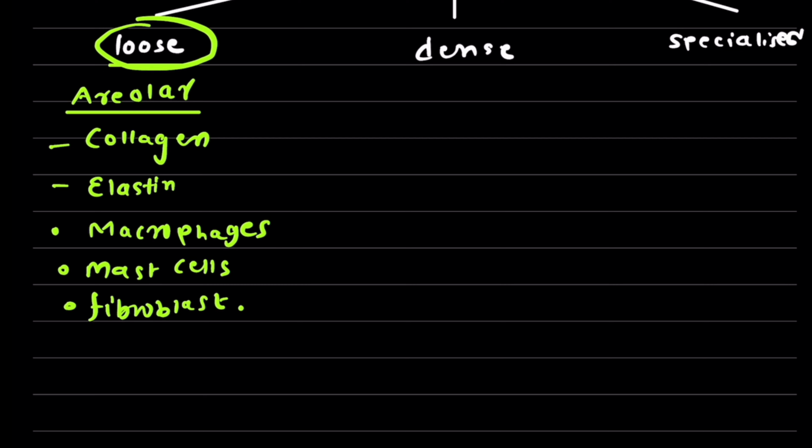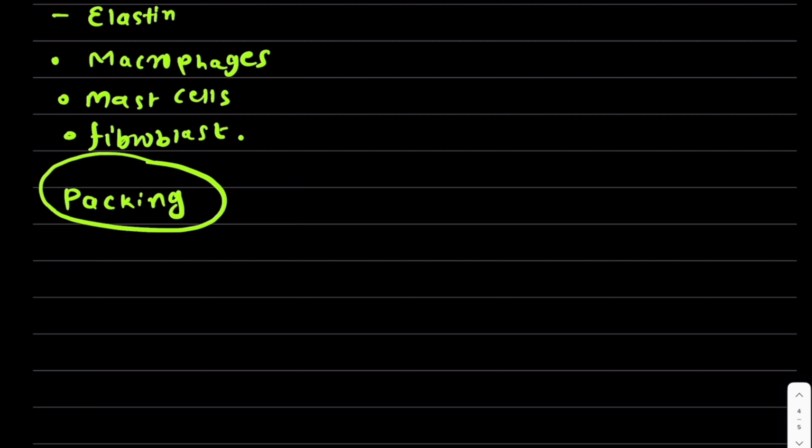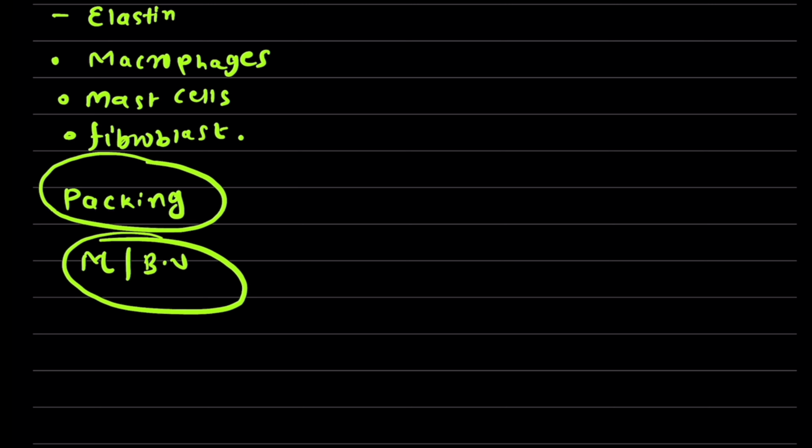What are the functions of loose connective tissue? It forms the packaging material around organs and the body wall. Second, it connects the integuments to the underlying muscles and blood vessels. It means it is found almost everywhere.